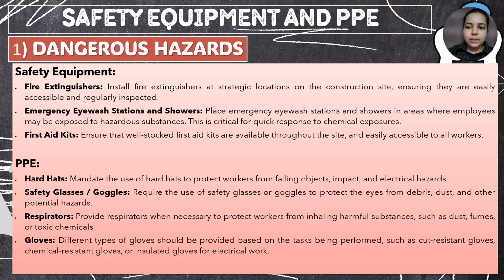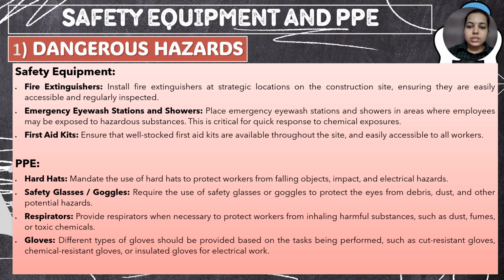Safety equipment and PPE. For safety equipment, the first point is install fire extinguisher at strategic location on the construction site, ensuring they are easily accessible and regularly inspected. The second point is place emergency eye wash stations and showers in the areas where employees may be exposed to hazardous substances. This is critical for quick response to chemical exposures.